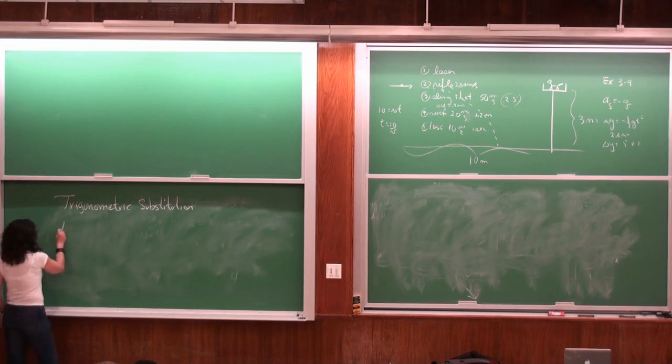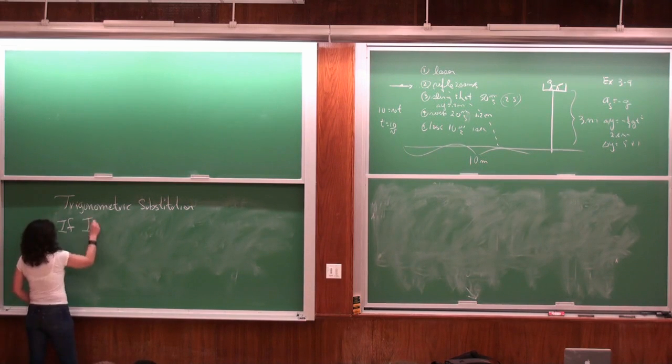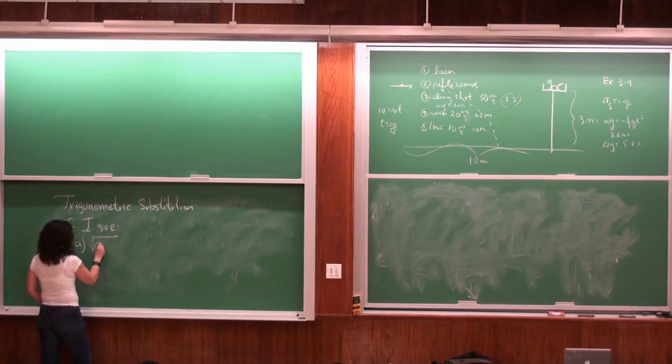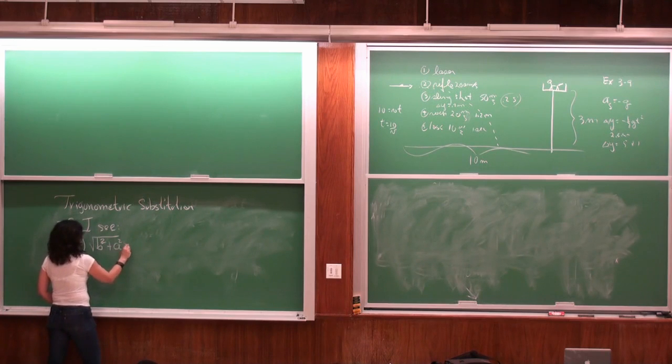I'm going to say, if I see something like this, and then the usual form of this is, for example, B squared plus A squared x squared, right?